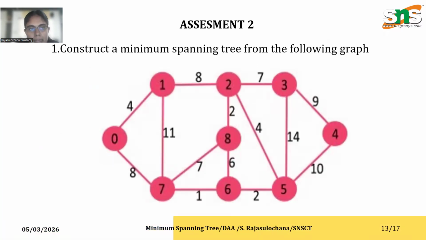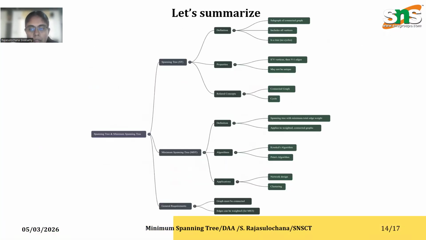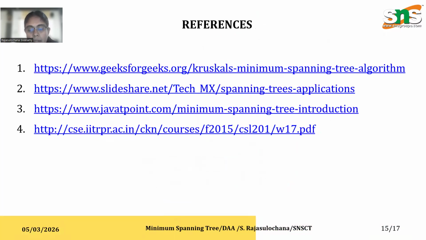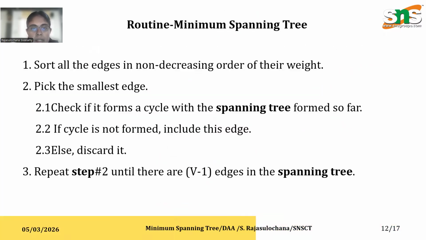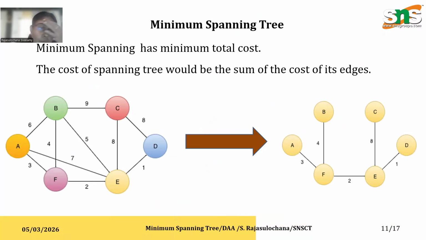Now let me explain about the working of Prim's algorithm. Let me take the same example we have seen earlier. Let us start from the vertex A. Now what are the adjacent vertices of A? We have two adjacent vertices, B and F. Of these two adjacent vertices, which one has a minimum cost? F. So you will include the edge from A to F.